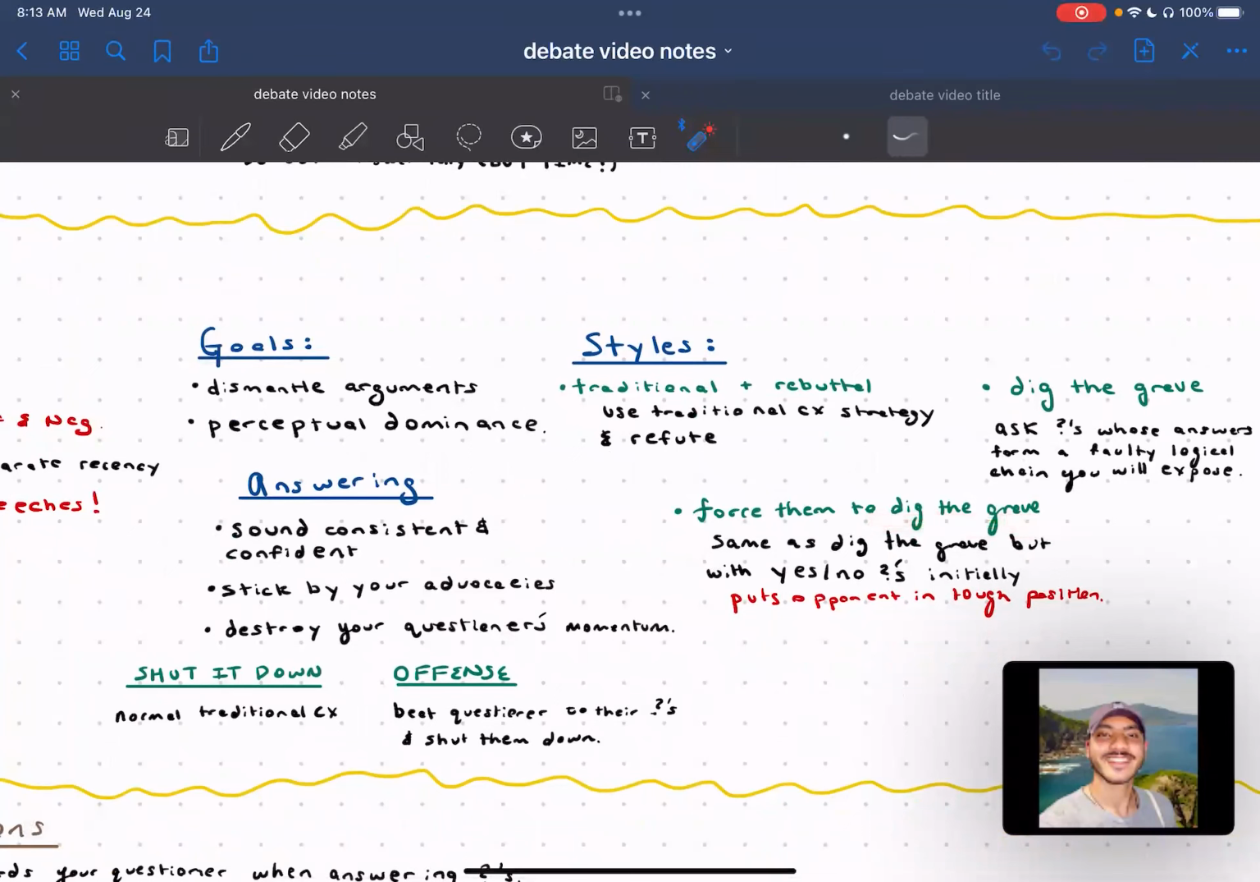Now, related to that is also force them to dig the grave. Now, this is my favorite method. And that's basically the same idea as dig the grave, but instead you're asking yes or no questions, which in traditional CX was not really a good idea. But now because you have 30 seconds, it's a great idea, at least initially.